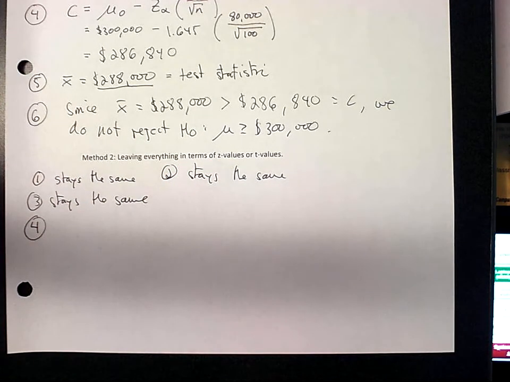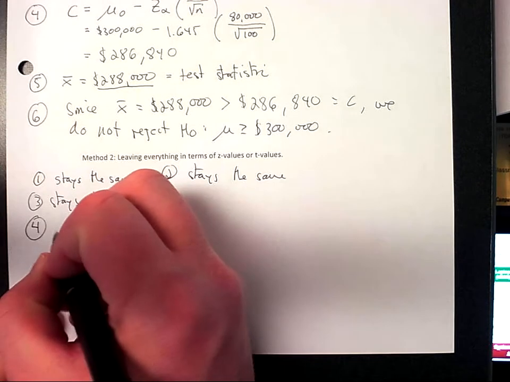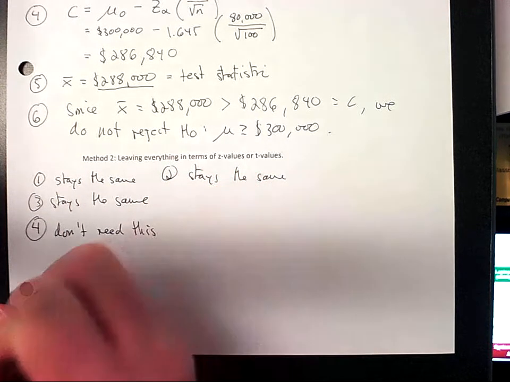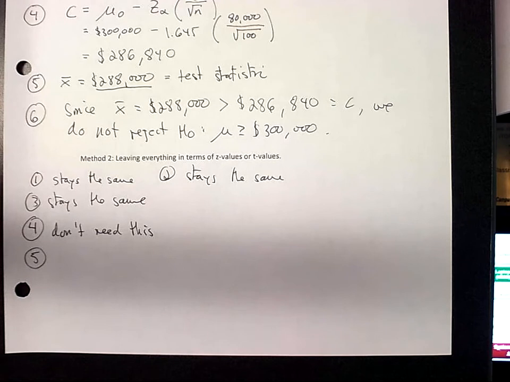What's different about step number 4? We don't need it, right? Because the whole purpose of step number 4 was to convert the z-value to dollars, but we don't want to convert the z-value to dollars. We want to leave it as a z-value, so we say that we don't need this. Step number 5. Does anything change about step number 5? The formula. This is now the main thing that's going to change in the second method, and that is that we need to change this test statistic to a z-value.